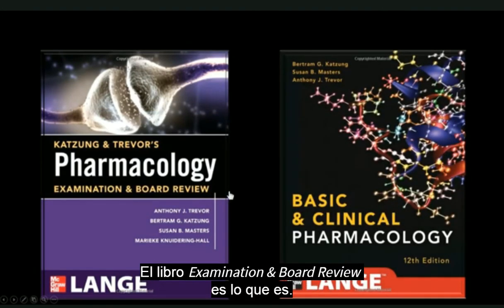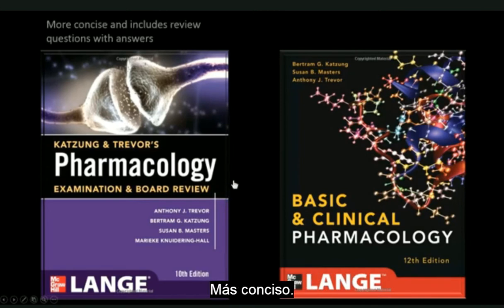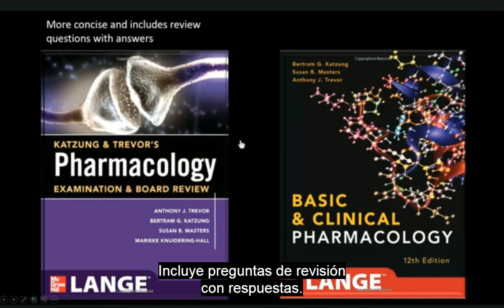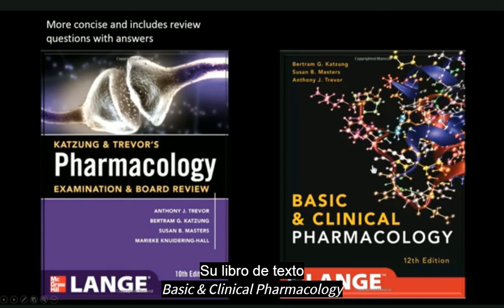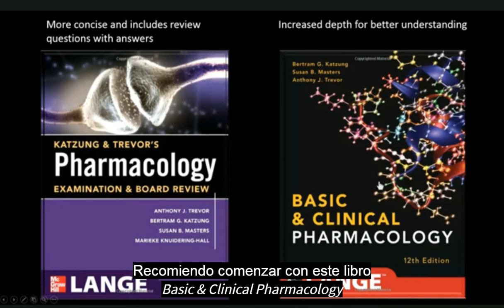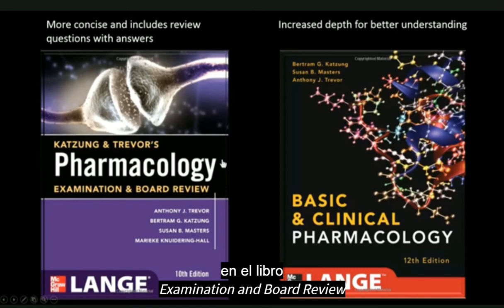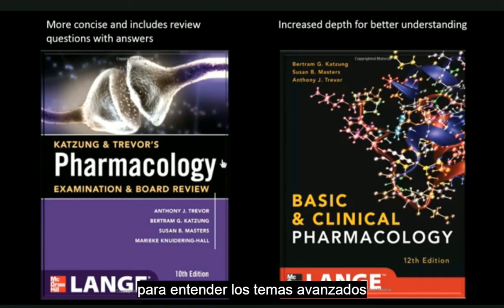Now, the examination and board review book is what it is. It's a review book. It is shorter, it is more concise, it includes review questions with answers. Their basic and clinical pharmacology textbook is a primary textbook. It goes into increased depth for better understanding. And I'd recommend starting with this basic and clinical pharmacology book and then going to the corresponding chapter in the examination and board review book to get all the high-yield concepts and to do the questions with the answers.